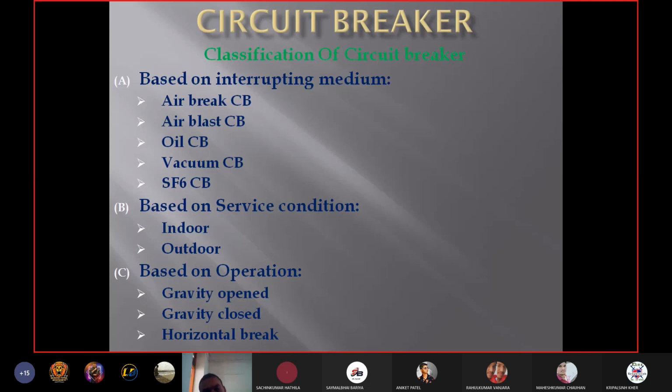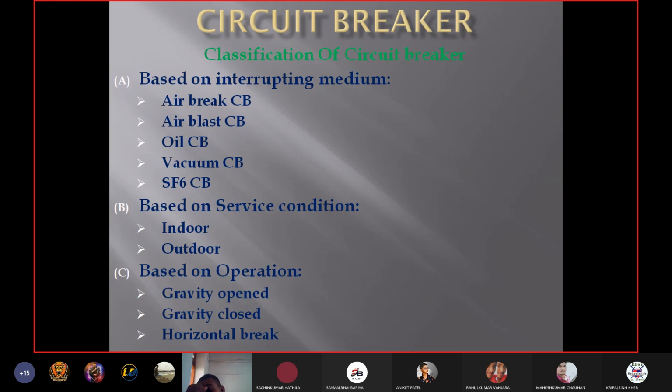Okay, so we define all these circuit breakers based on the interrupting medium. In the air brake circuit breaker, what happens? Natural air is used to quench the arc. We do not use high pressurized air. It is normal temperature and pressure air, NTP. So in this air brake circuit breaker, the arc is quenched by using natural air. That's why it is known as the air brake circuit breaker.